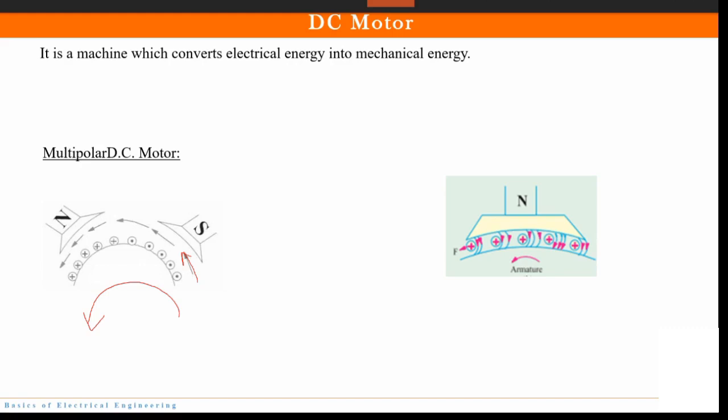So here also we have commutator, here also we have brush. In fact, the construction is exactly the same as it was in the case of DC generator. Fine. Now here this torque. Now what is torque? Torque can be represented as the product of the force experienced and the radius at which the torque is acting. And what is the unit? The unit is Newton meter. The unit of torque is Newton meter. So in this way, the armature starts rotating.